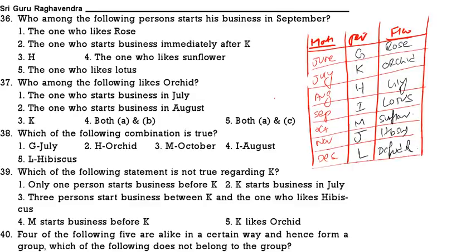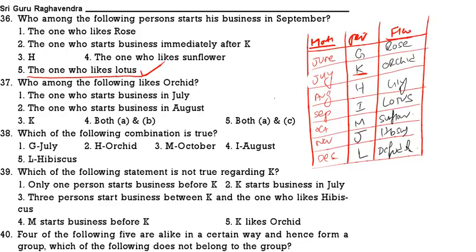Who among the following persons starts his business in September? September is I, the one who likes lotus. Who is liking orchid? So out of these persons, who is liking orchid? Orchid is K. The answer is K.